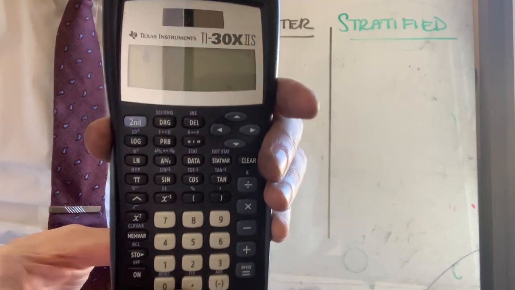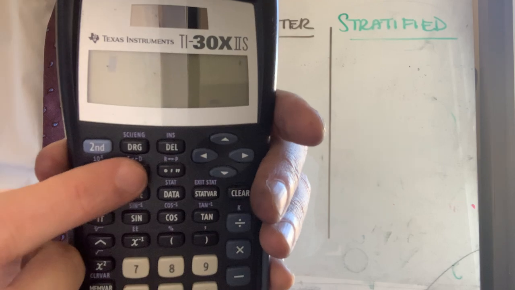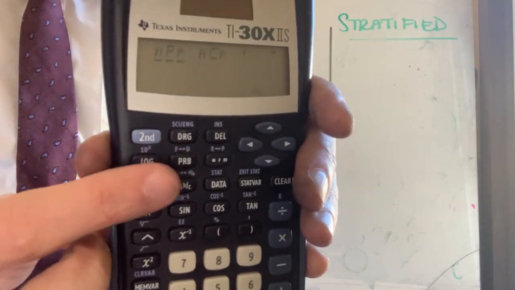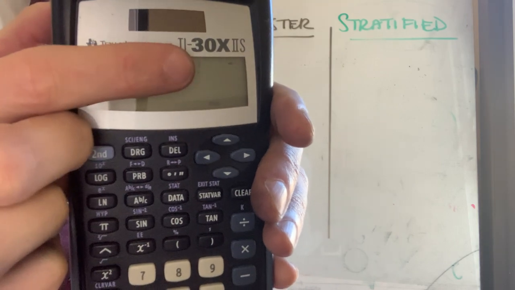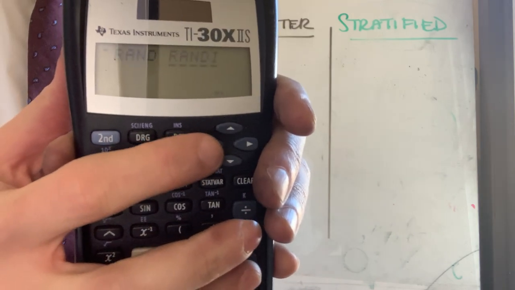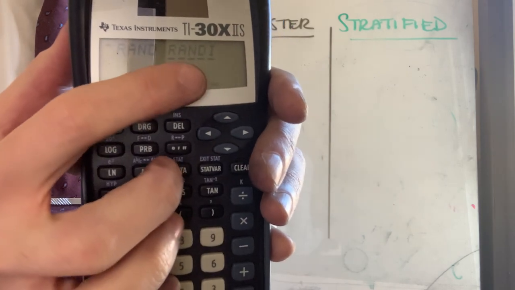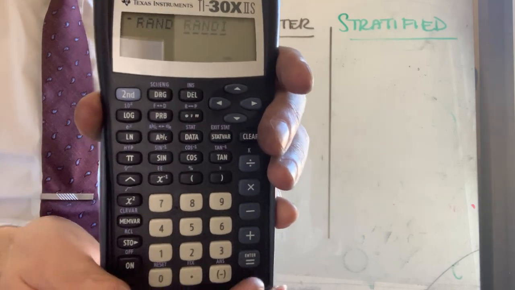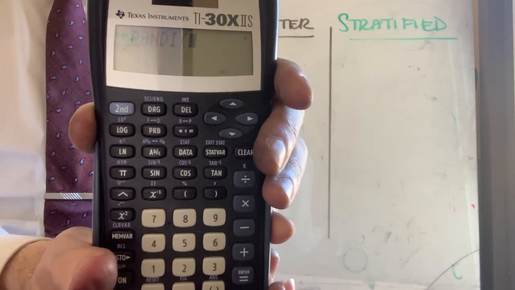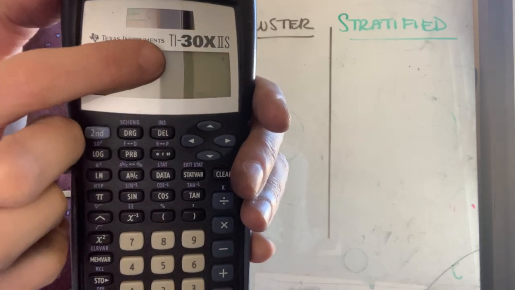Let me turn this on. Okay, this PRB, which I believe stands for probability. If you press that, it might be a little hard to see. You have permutations and combinations and factorial. If you scroll backward, there's random and there's random integer. This is the one that you want. Random integer will give you a whole number. If you choose that, you'll see the random integer function, and then the cursor will be flashing.